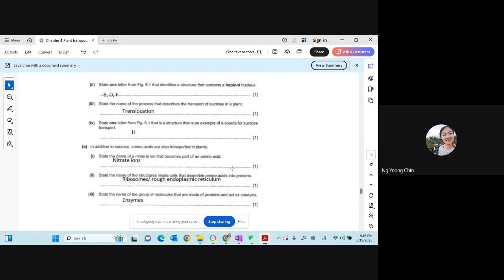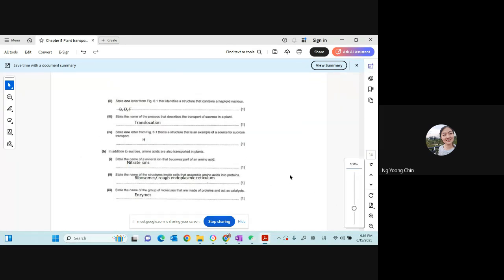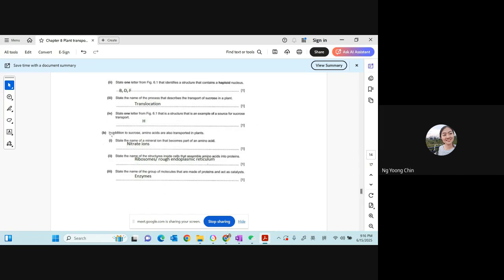And then for this one, I want you to know how to answer this question. Transport of sucrose in the plant is translocation. And then in addition to the sucrose, amino acids are also transported in the plant. So name the mineral ion that becomes part of the amino acids. The answer is nitrate ion.